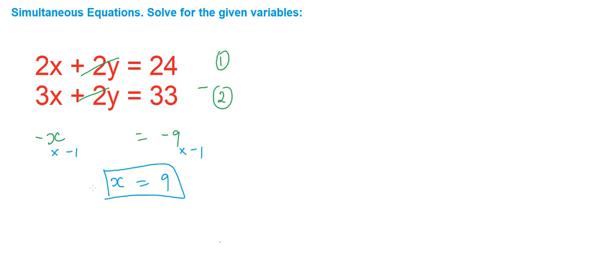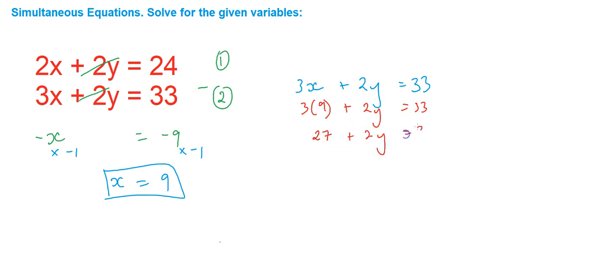So I now know the value of x, and to get the value of y, I'm just going to substitute into this bottom equation. You can choose either one, it makes no difference. And I substitute in the value of x, which is 9. So 9 plus 2y equals 33. So I'm going to just simplify that. So 27 plus 2y equals 33.